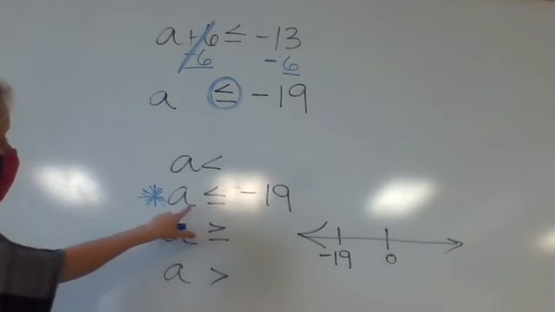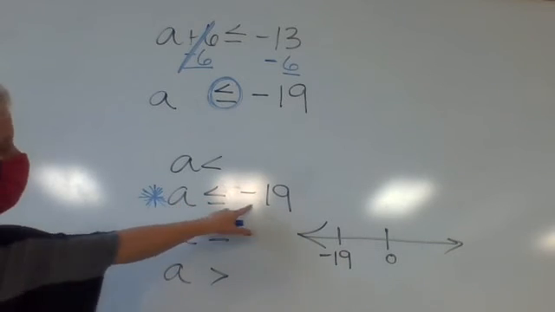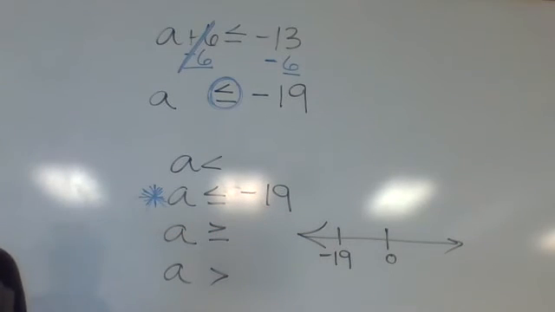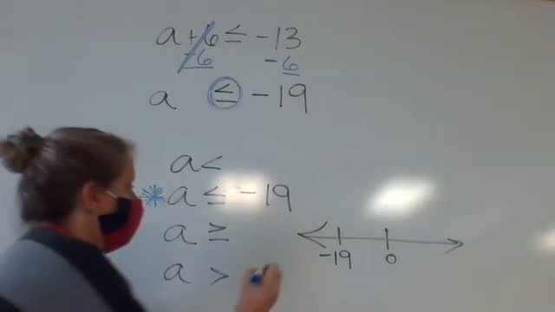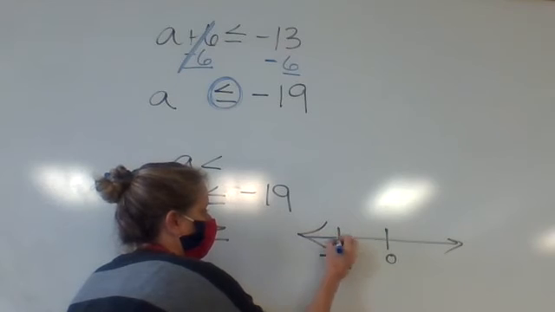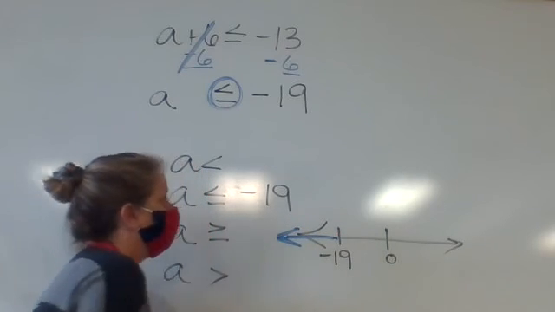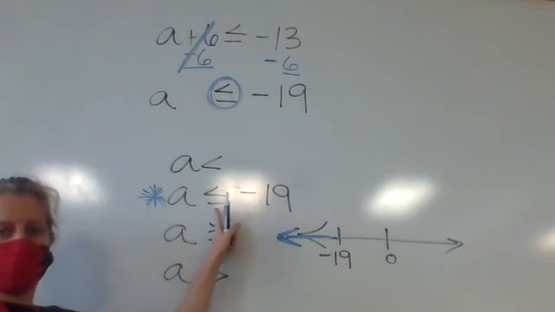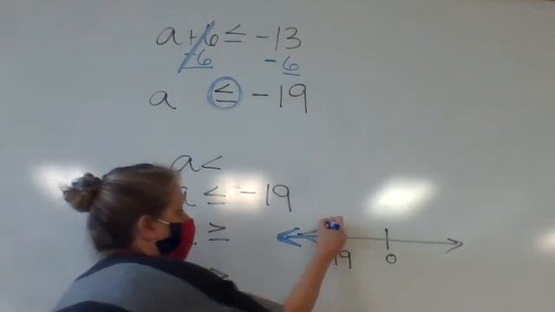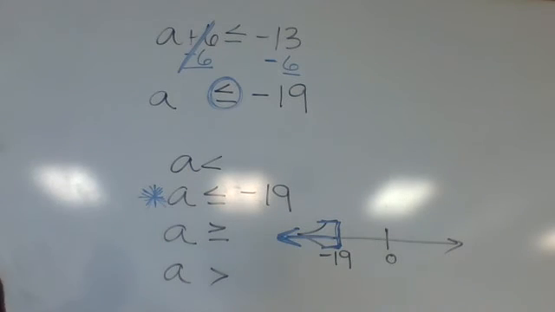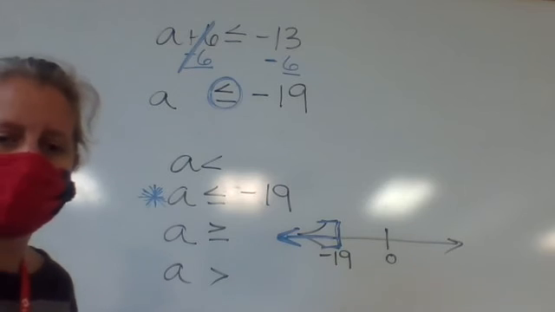What does this say? X is less than this number. Where are the numbers less than it? They stand to the left. So my arrow would go this way. And what does this mean? That equal to bar means that it has a bracket. That's right. So whichever multiple choice had a bracket on -19 with the arrow going to the left.